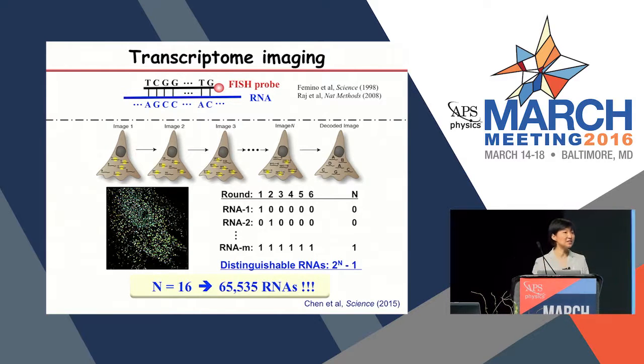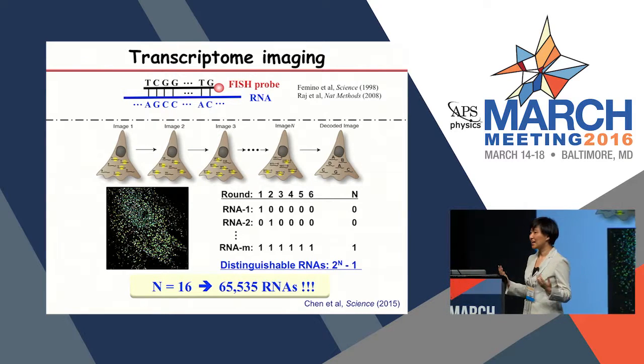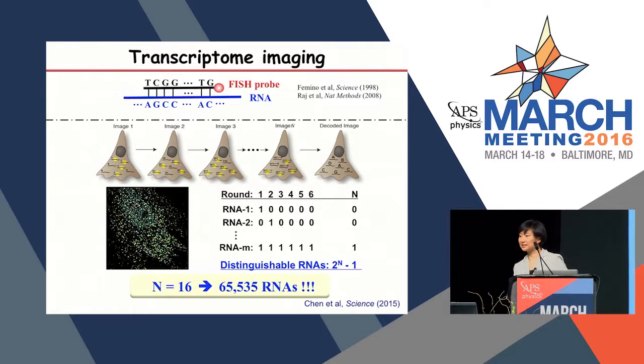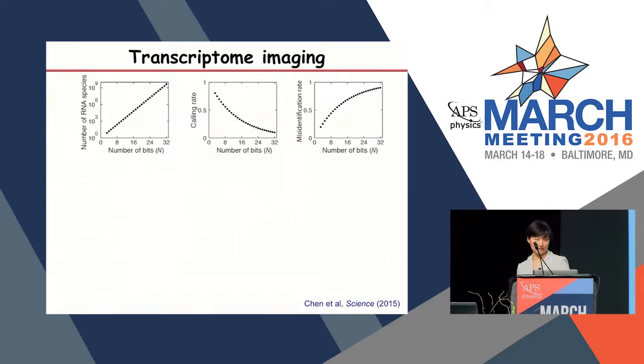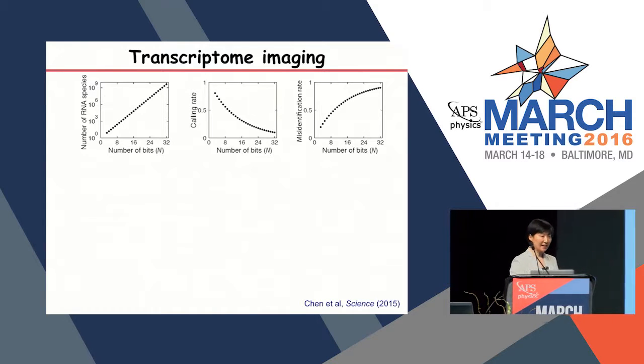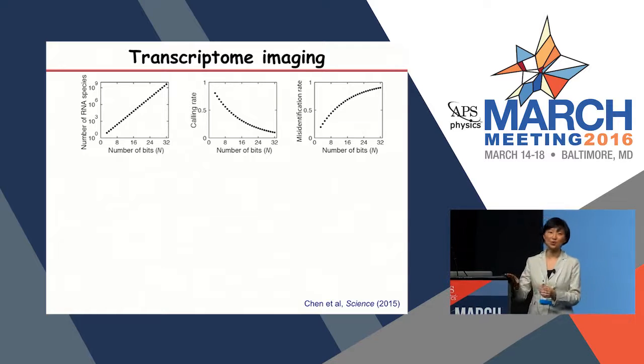So that means a mere 16 rounds of imaging would give you 65,000 different RNA species. This exponential scale is really good. And 65,000 is the entire transcriptome of human, including both coding and non-coding RNA, except that it is just too good to be true. And the reason is because of error. I said that single molecule FISH is very precise.